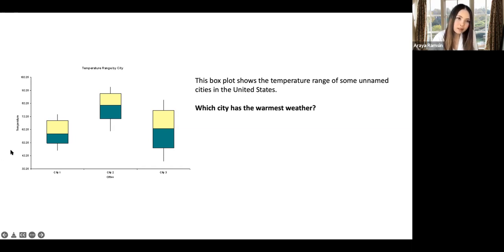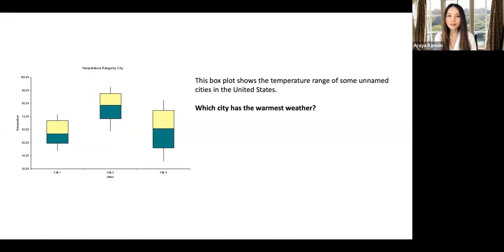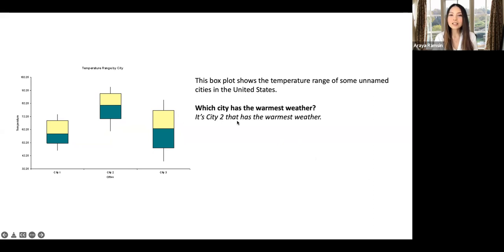Over here is the temperature, right? There are 3 cities we are looking at right now. So which one is the warmest? Which one has the warmest weather? City 2? Everyone thinks so? Number 2, yes. Very good, excellent. It's City 2 that has the warmest weather. That's what we know from looking at this box plot.